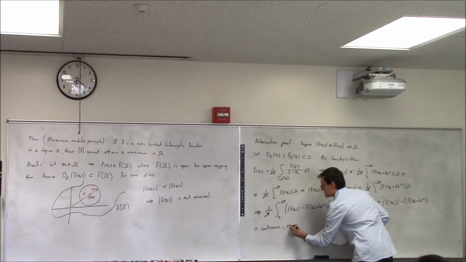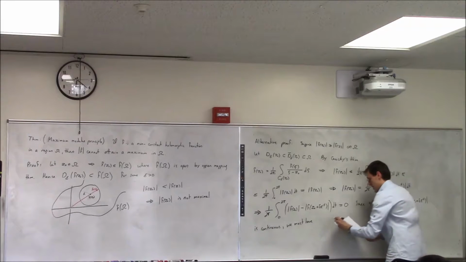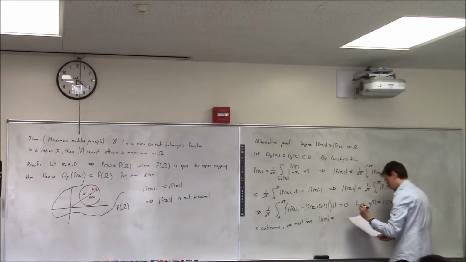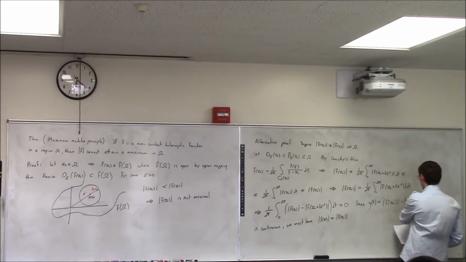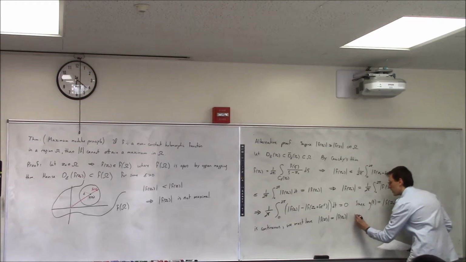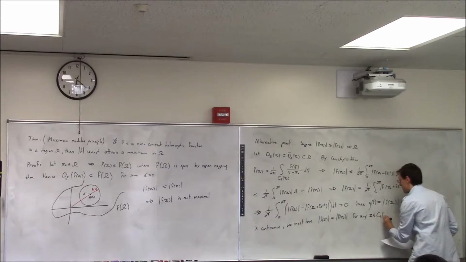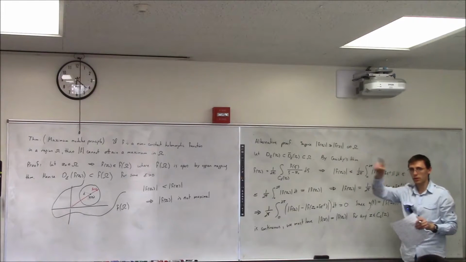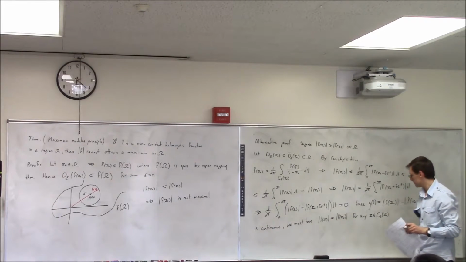We must have f of z equal to f of z0. This is really f of z equal to f of z0 for any z on the circle. So in other words, if you look at the circle, the modulus is the same as that of f of z0.